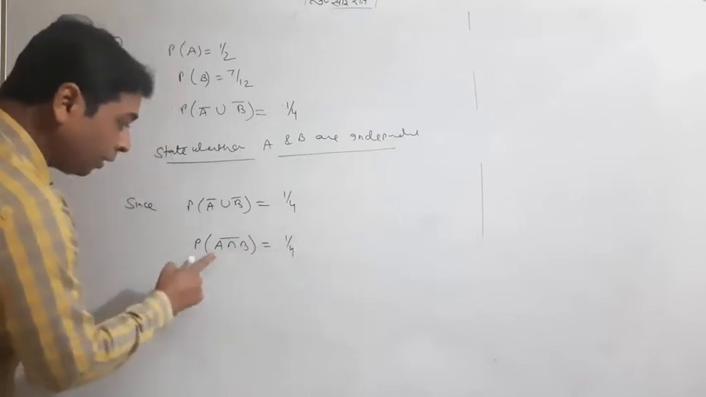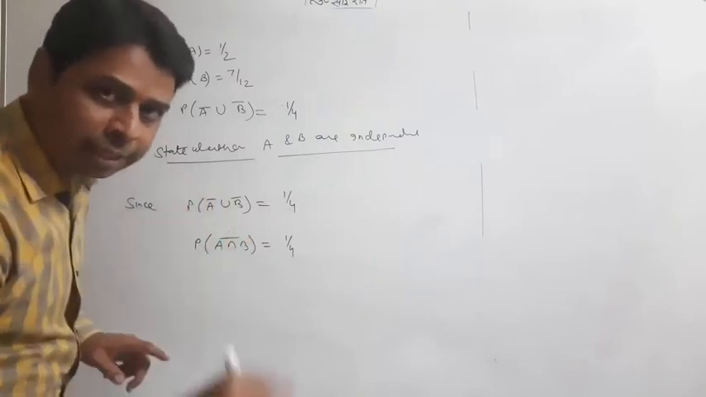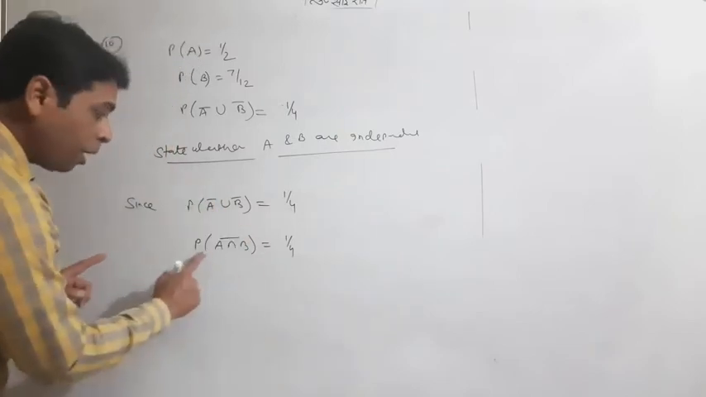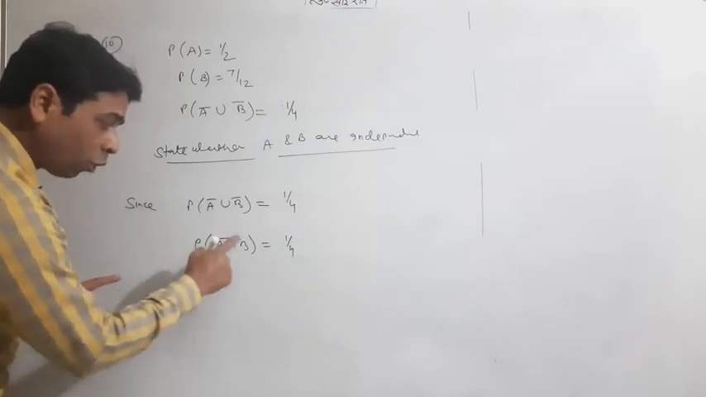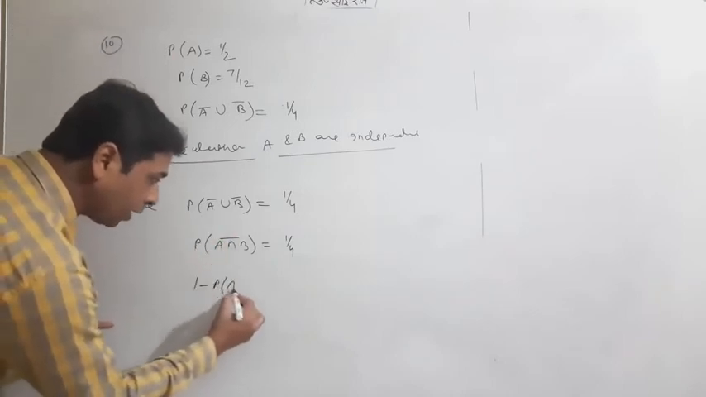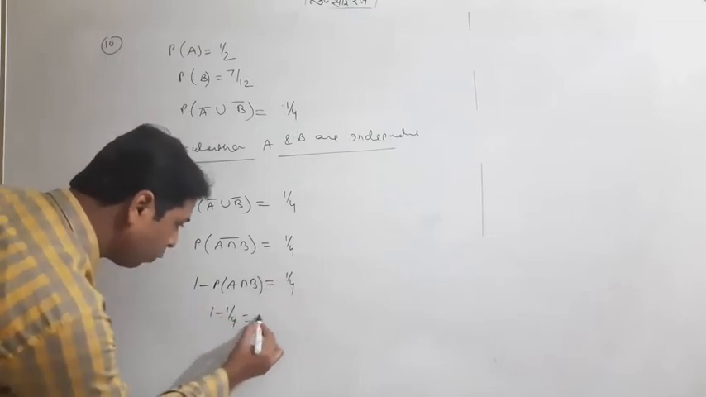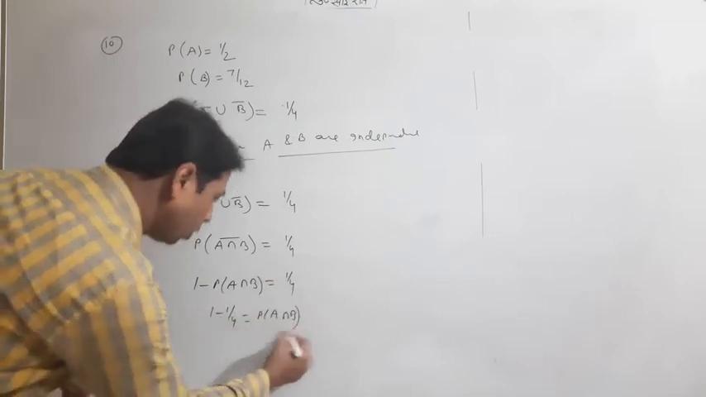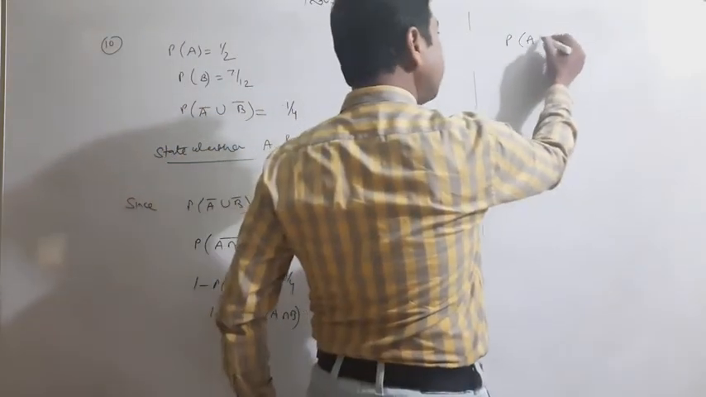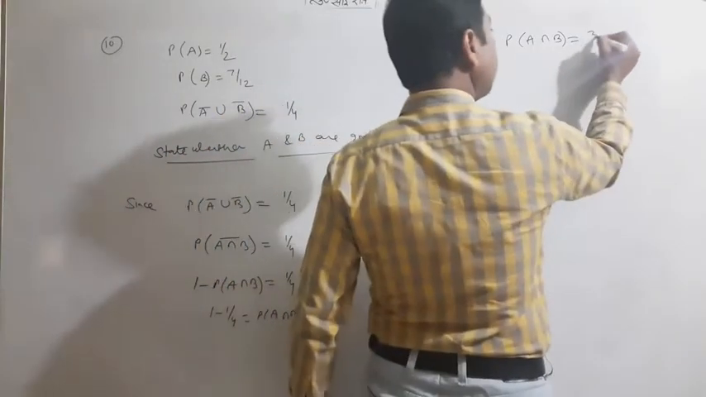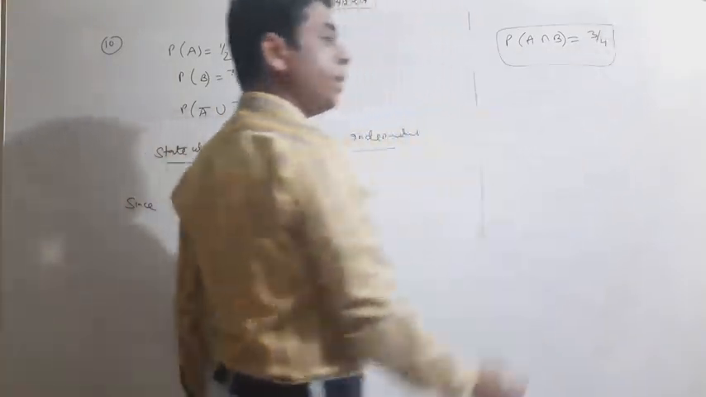Do you know P of this is by De Morgan law, which we studied in Class 11th, first chapter, sets. P of not A intersection B is 1 minus P of A intersection B, which is equal to 1 by 4. So 1 minus 1 by 4 equals P of A intersection B. So what is P of A intersection B we obtained? 1 minus 1 by 4, that is 3 by 4. This is the P of A intersection B we got.